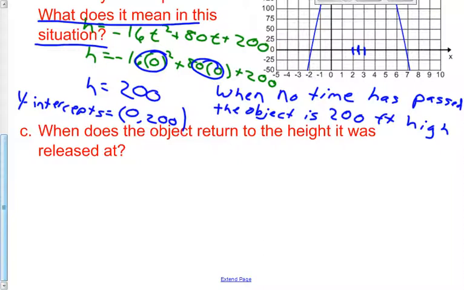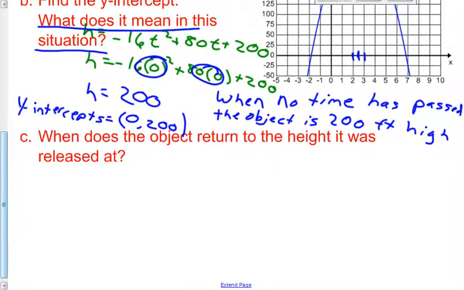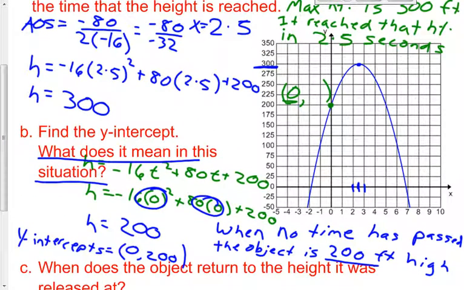And when does the object return to the height it was released at? So when does it return to 200 feet? It starts at 200, which is right here. TC Bear shoots it, and it goes up, and now it reached its maximum height, and now it's going to go down, down, down. When does it return? Right here again. We can look at our graph and maybe guess a little bit to approximate, but let's actually find out for sure.